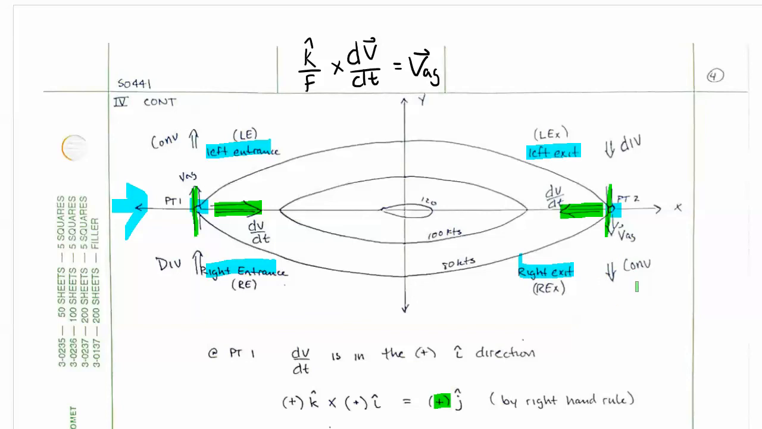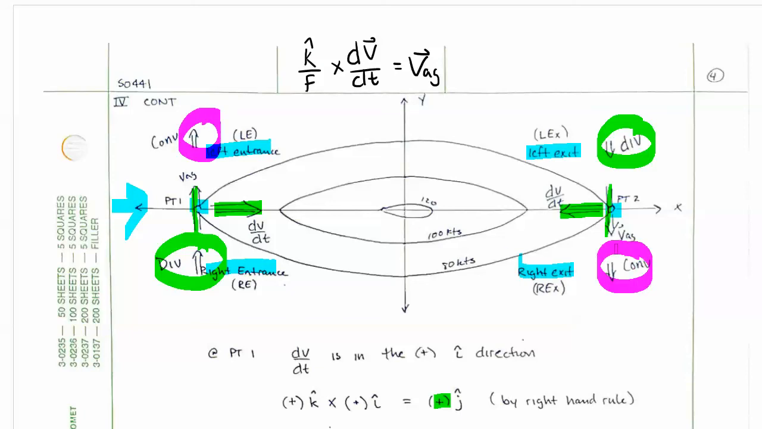So we end up with convergence in the right exit, and we end up with divergence in the left exit. So we have support for upward vertical motion here and here, and we have support for downward vertical motion where there's convergence here and here. This is why we've said there's support for upward vertical motion and deepening of lows underneath the left exit of a jet streak or the right entrance.